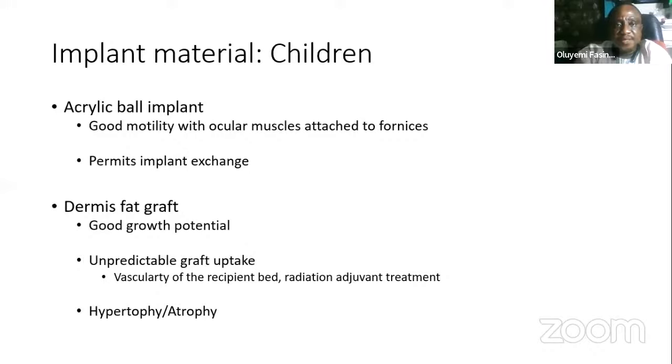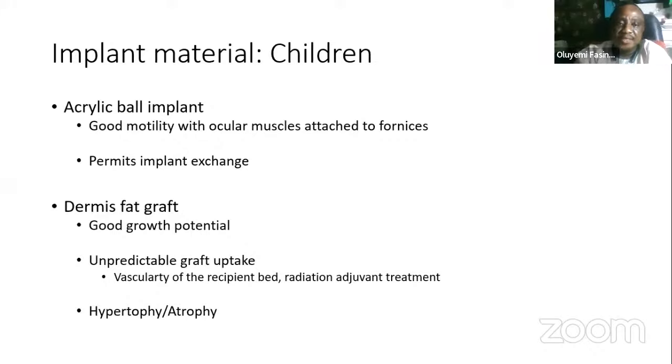The acrylic ball implant has good mobility when ocular muscles are attached to the fornices. Dr. Akan mentioned that in the mild conjunctival technique, and it readily permits an implant exchange. If you want to place a larger size implant after a few years, it's much more easily possible with this compared to the porous implants.